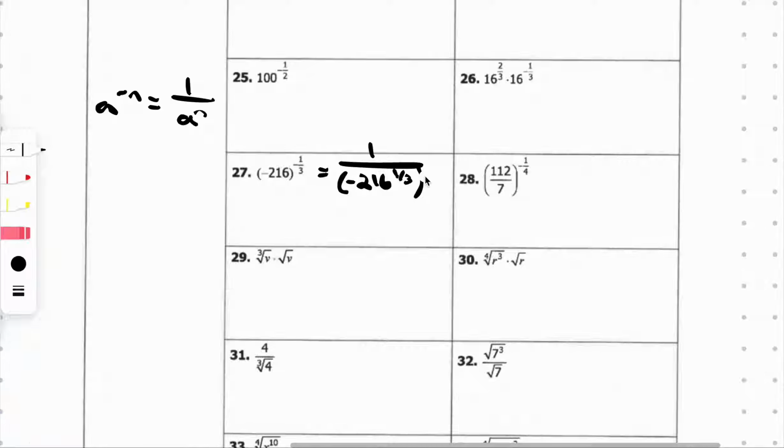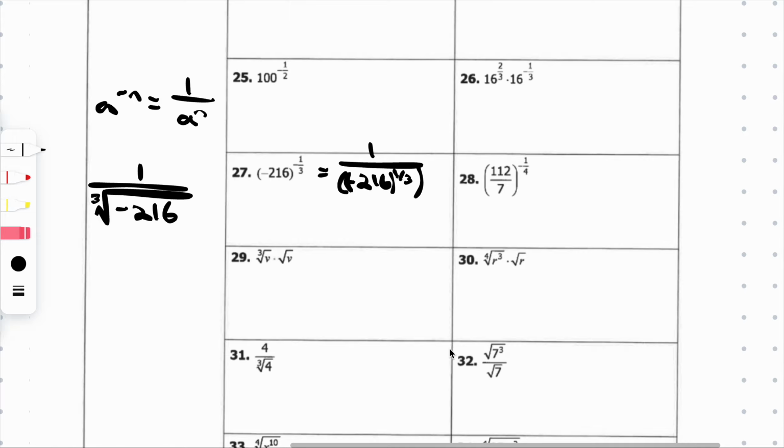Okay? So now, and I should probably put parentheses around this, it's just a matter of raising negative 216 to the 1/3 power. So I guess maybe it's best for us to write this as 1 over the, we have our denominator is 3, so we're taking the third root. That denominator becomes our index. We have the third root of negative 216.